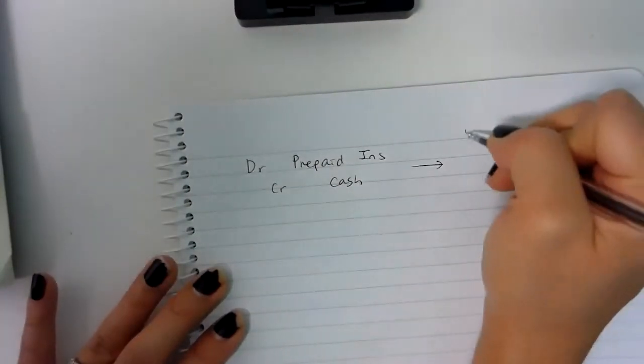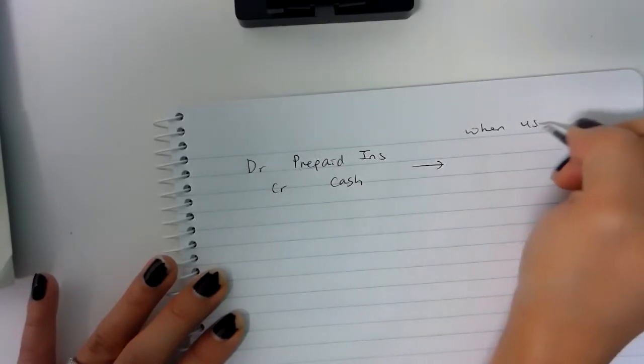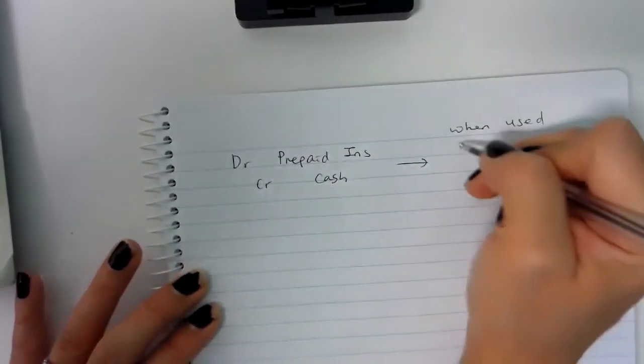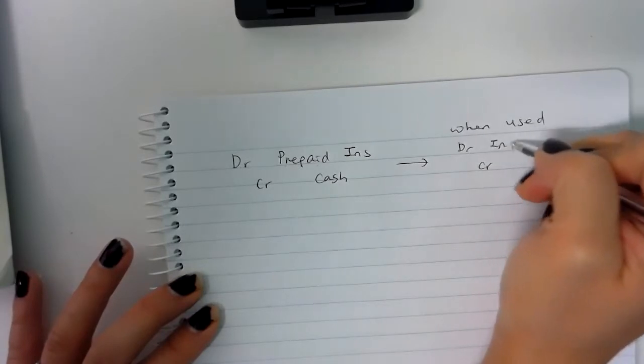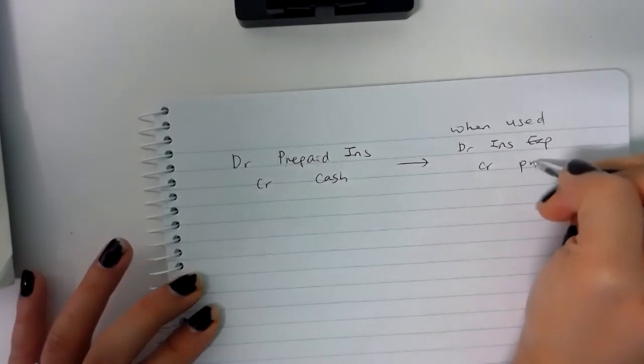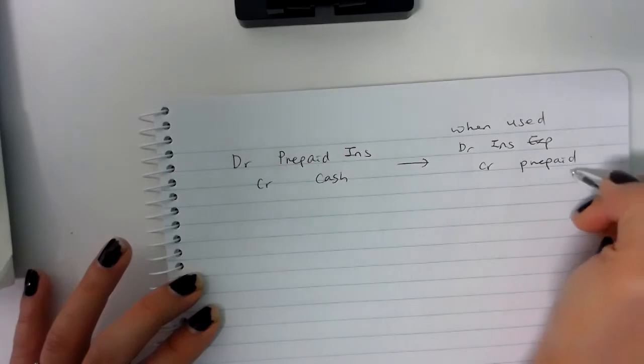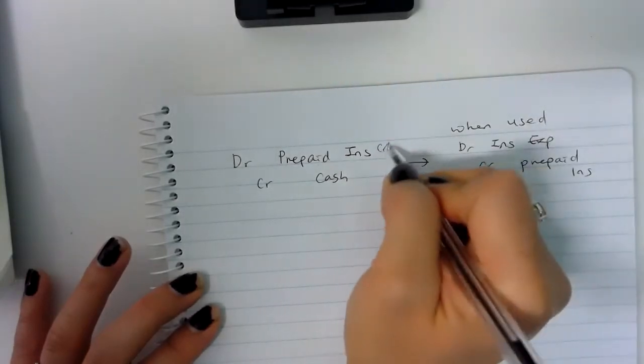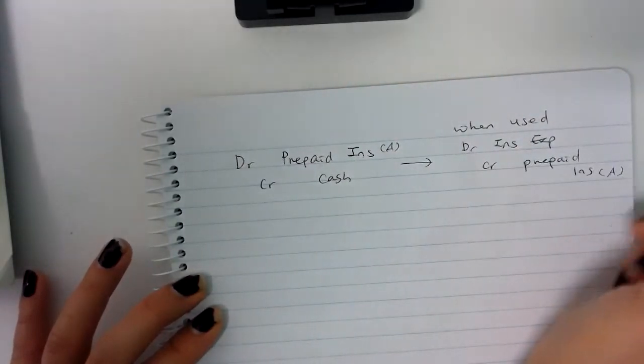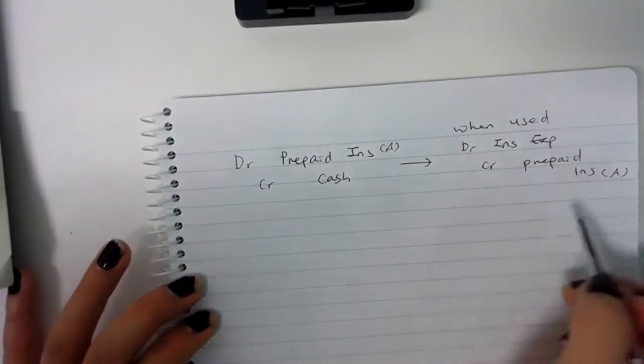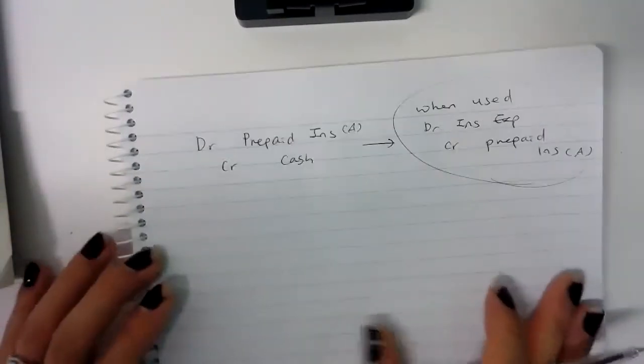And then when it's used or expired, that's when we recognize insurance expense and we get rid of prepaid insurance. That's what we do. This is an asset, right? When used, that's what happened. And this is part of your adjusting entries, right?